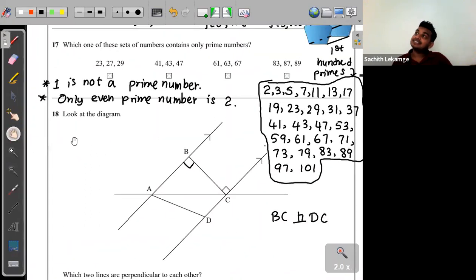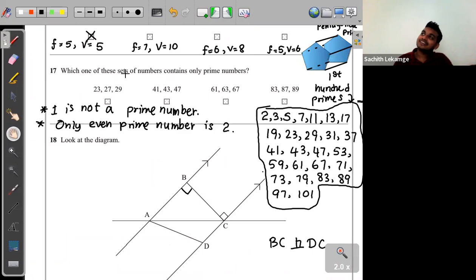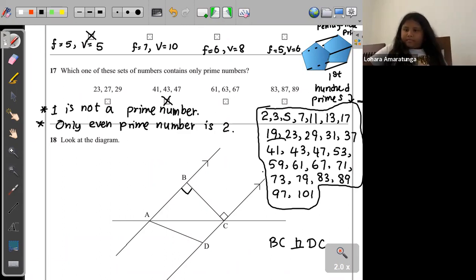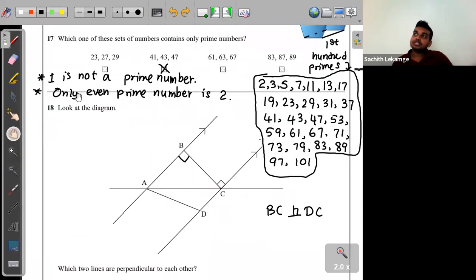I didn't get the answer. Sorry, what should be the answer? Second. See, all the three numbers are here. Why should I mark the answer? You all know. Yeah, okay. The 18th one, check this out.